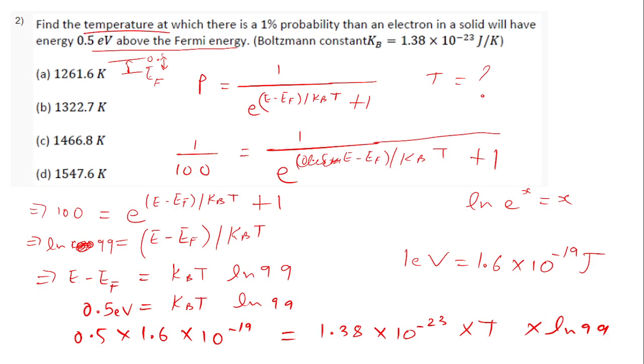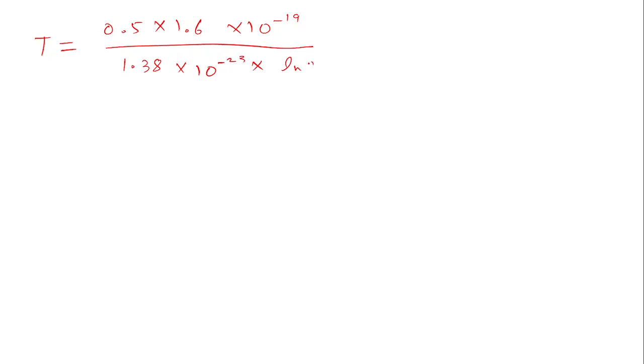Okay. So now the temperature we'll calculate. It will be 0.5 times 1.6 times 10 to the power minus 19 divided by 1.38 times 10 to the power minus 23, multiplied by natural log of 99.